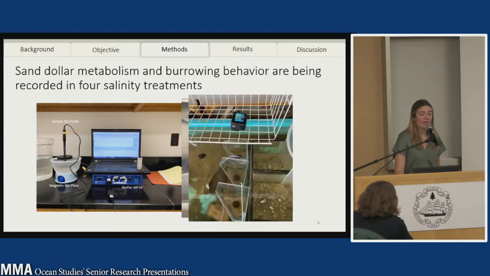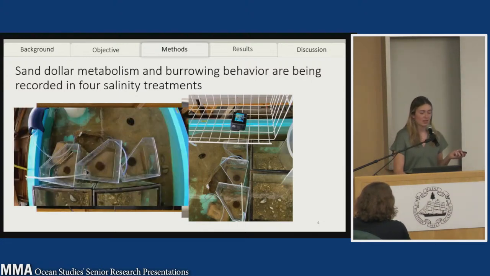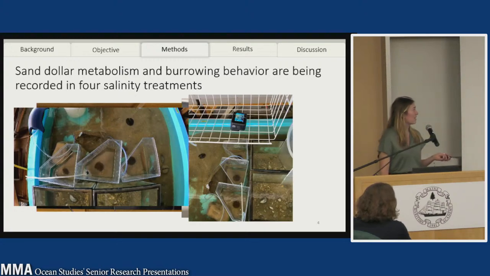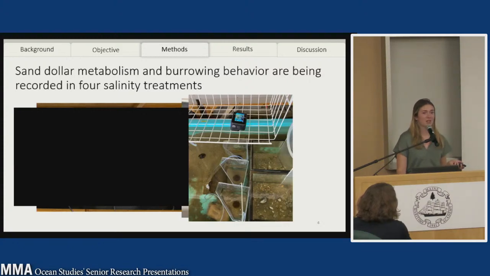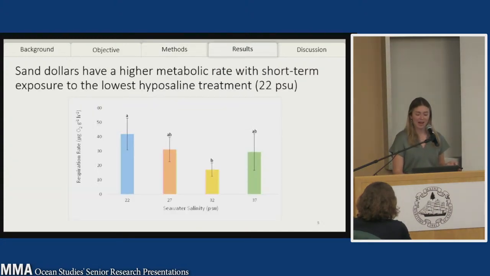Now, as for the burrowing behavior, sand dollars were placed in individual containers where they had freshly collected sediment to burrow into, and then they were placed with respective salinity treatment seawaters. My GoPro was hung in a hanging basket above the containers where it recorded via time lapse the amount of time it took for them to burrow completely in the sediment, which you can see in this clip on the left. I then statistically analyzed my data using a non-parametric Kruskal-Wallis ANOVA test due to the small sample size of my study. So now as for the results, one second.